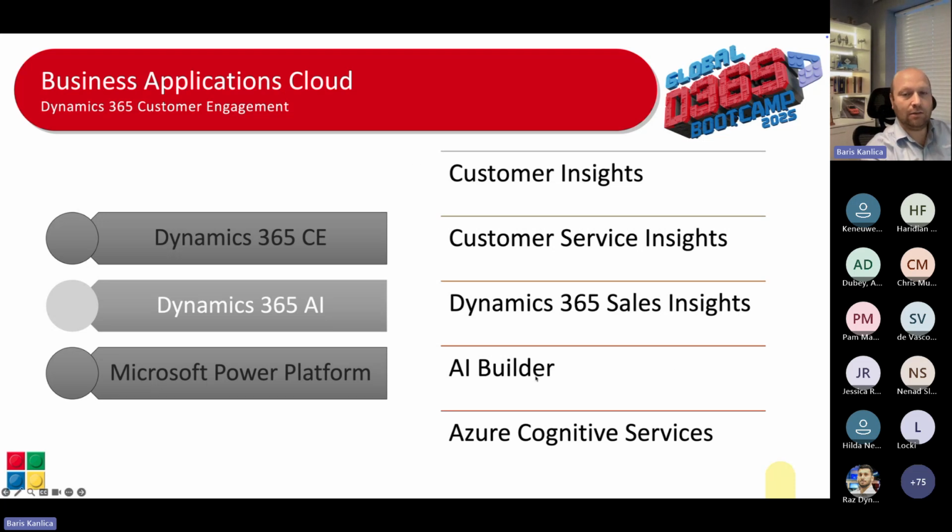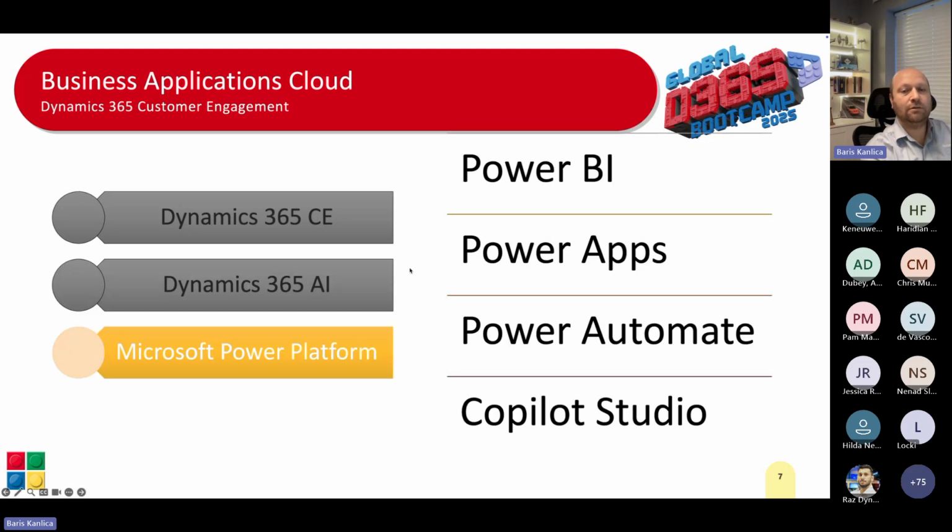Another important item here is that AI Builder is still there, and on the side of the Power Platform you are able to use it. Azure Cognitive Services can also be connected to Dynamics 365 at any time for better AI solutions. On the Power Platform side, we have Power BI, Power Apps, Power Automate, and Copilot Studio to generate Copilot agents in the background. We are able to do this, and then we can get very insightful solutions here.